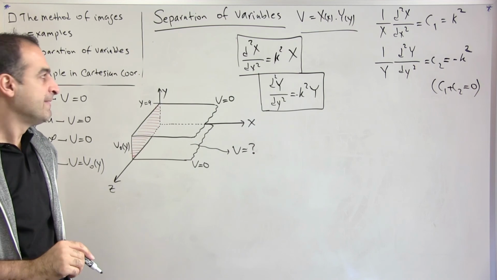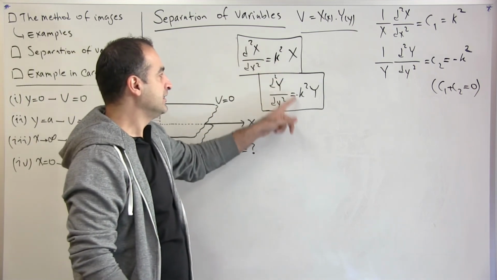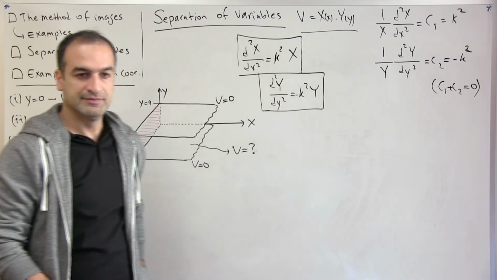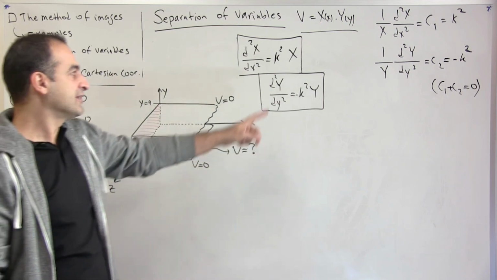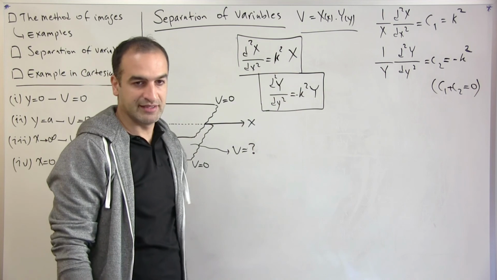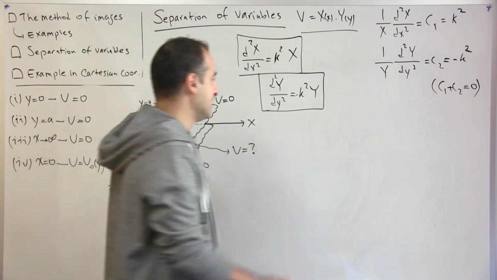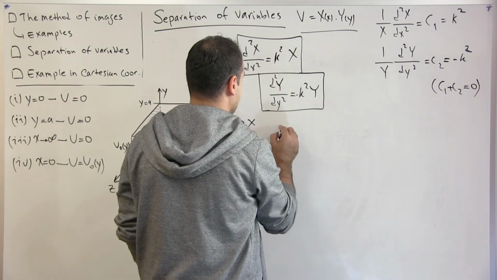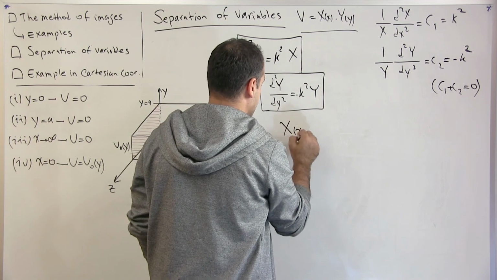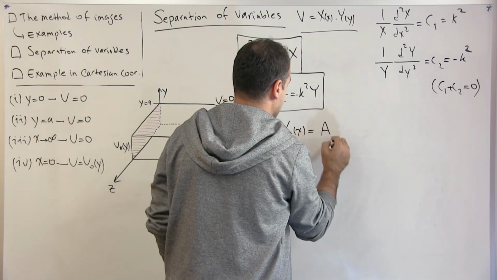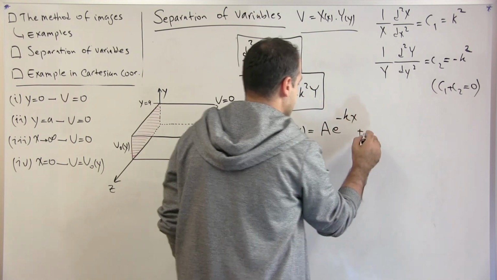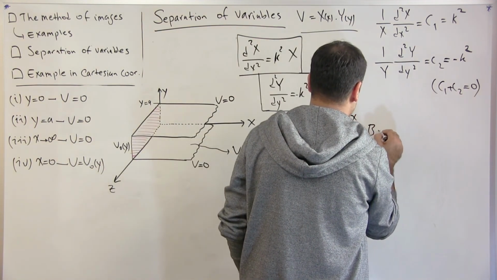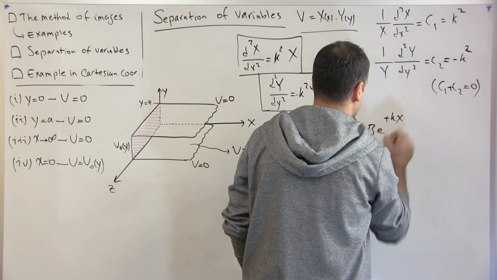Sounds good? And are these two familiar differential equations for you? You know the general solutions? The first one is exponential, the other one is sine, cosine. Okay, so following these, you can already say that X of x is an equation something like this, A e to the power of negative kx plus B e to the power of positive kx.